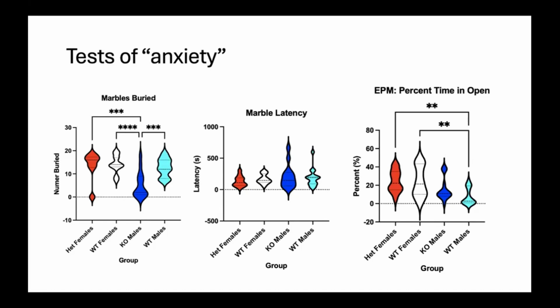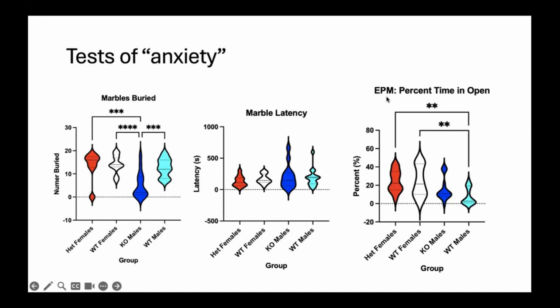The more anxious they are, the more marbles they will bury. And it's kind of repetitive behaviors as well. And we saw that the knockout males were actually kind of more chill, like they were less likely to bury these marbles, which actually goes the opposite way that we would expect as well. You can also look at how fast they are in doing it, and we really saw no differences across groups.